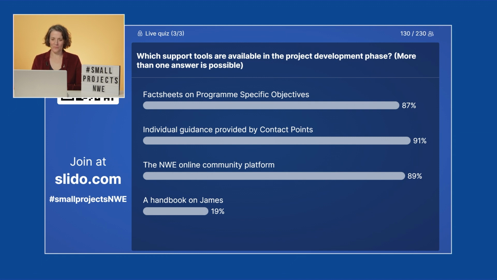Correct. So we do have fact sheets on program-specific objectives. Those are available on our website. Individual guidance provided by contact points: I will insist on that. Please contact your contact points. And there's the NWE online community platform. We don't know who James is. The platform is called GEMS, J-E-M-S, not James. And I think that's it.